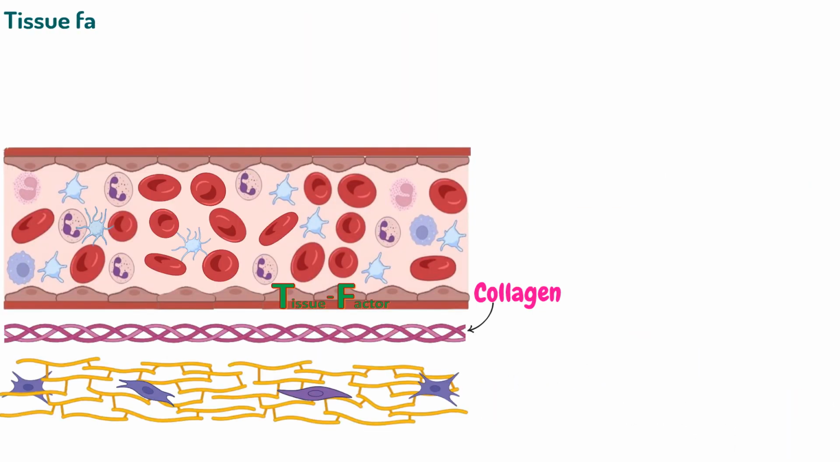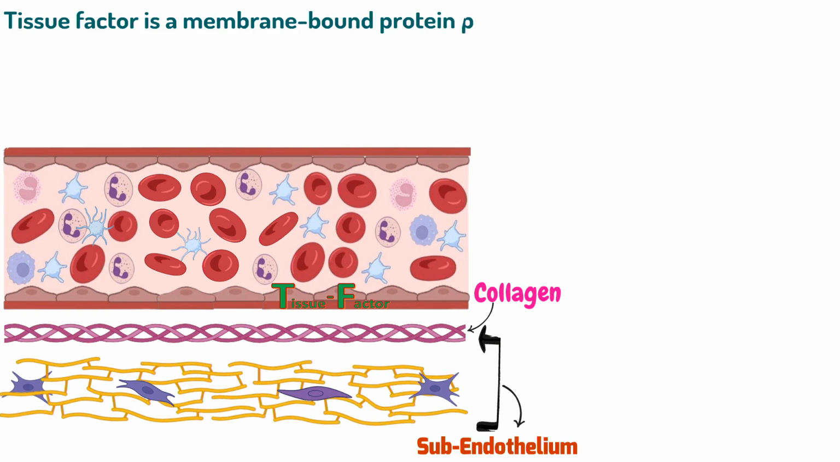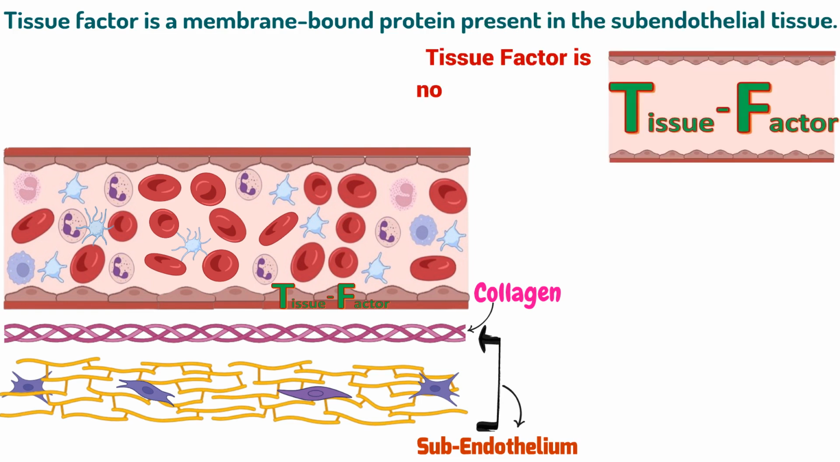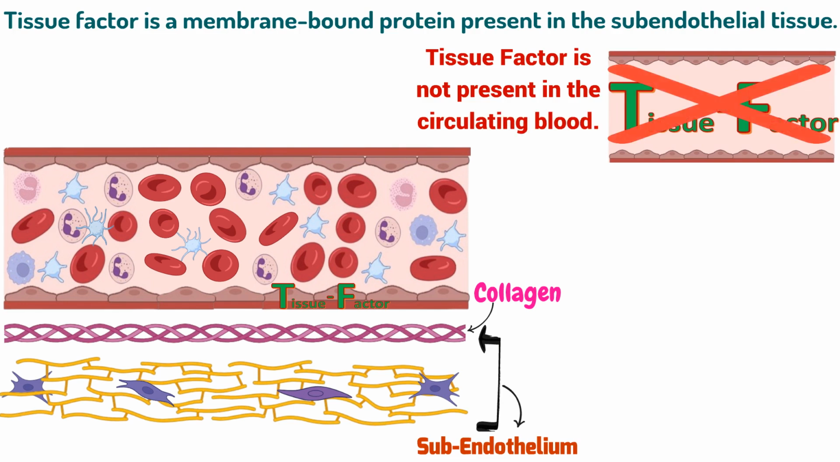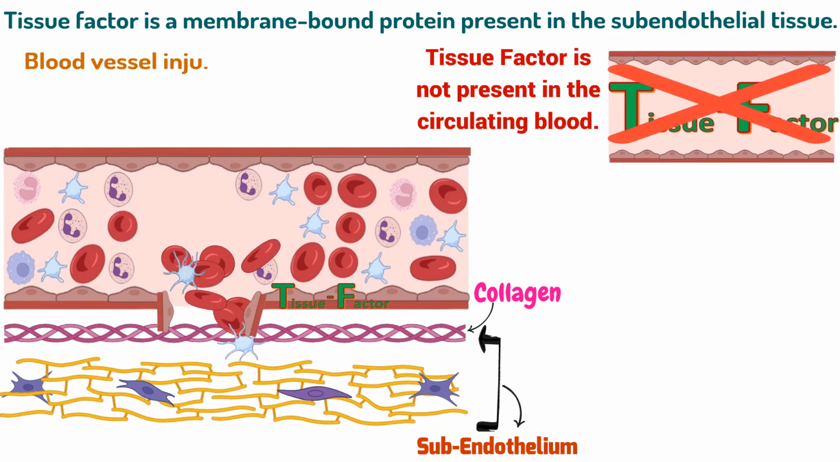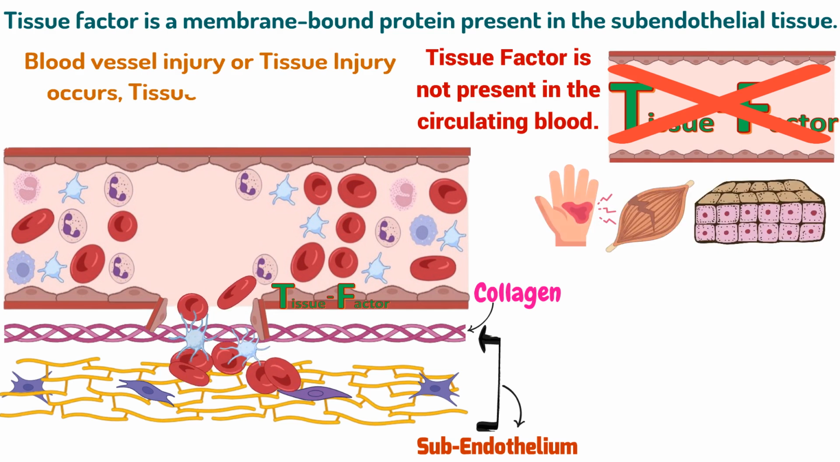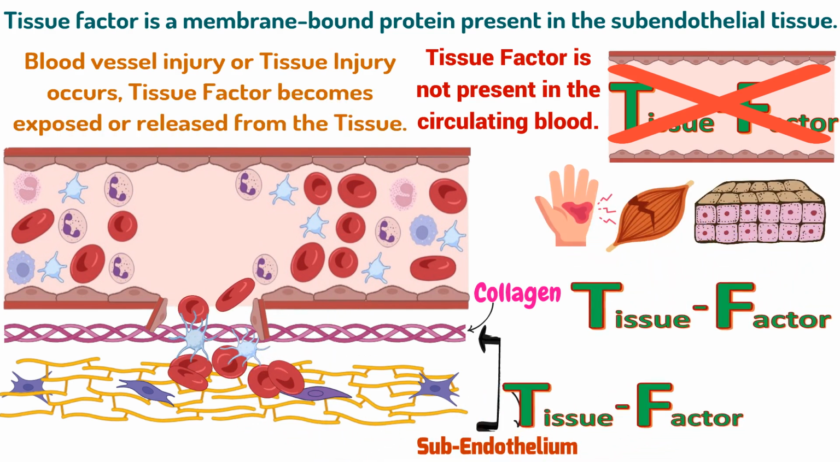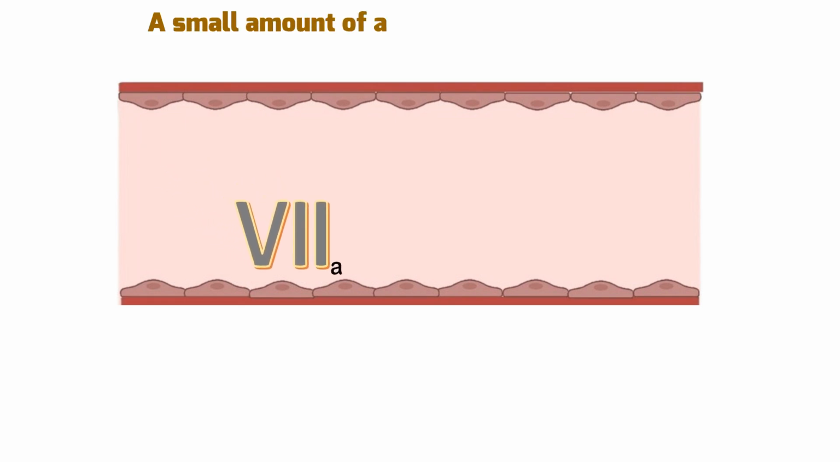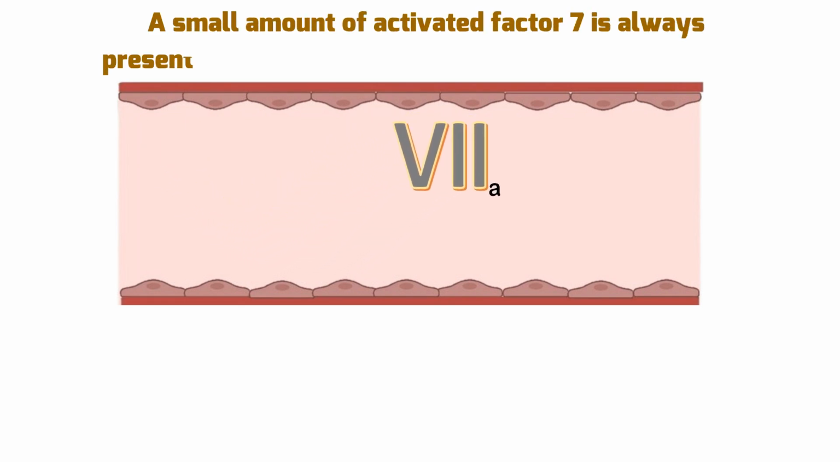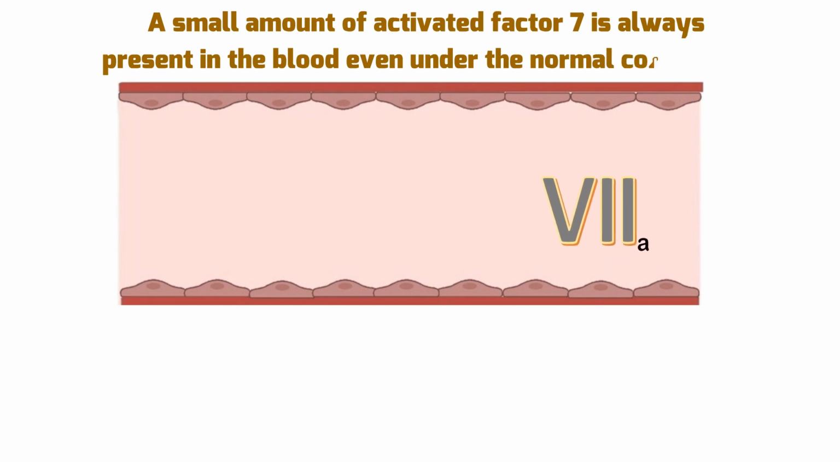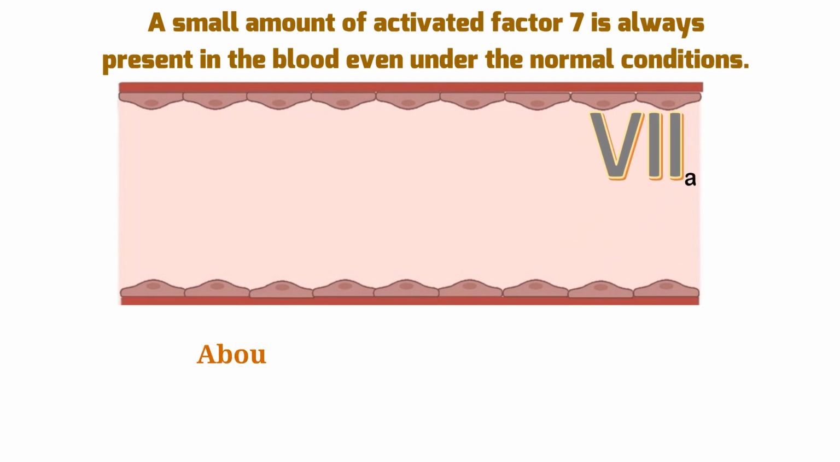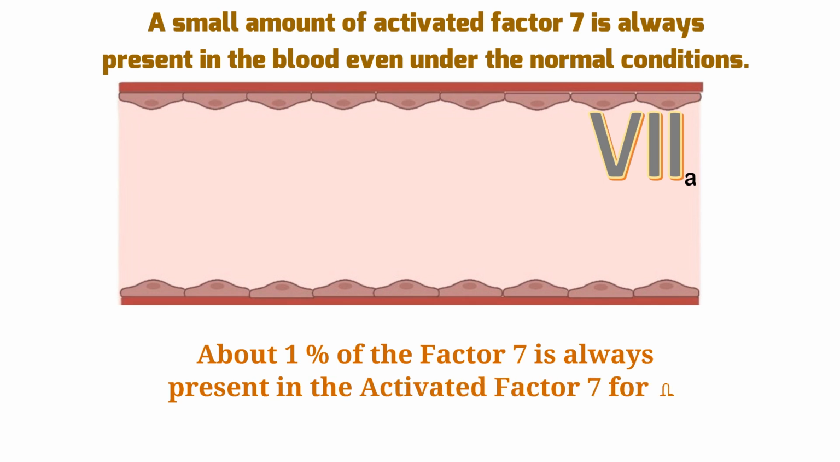Tissue factor is a membrane-bound protein present in the subendothelial tissue, and this tissue factor is not present in the circulating blood. But whenever blood vessel injury or tissue injury occurs, tissue factor becomes exposed or released from the tissue. A small amount of activated factor 7 is always present in the blood even under normal conditions. About 1% of the factor 7 is always present in the activated factor 7 form.